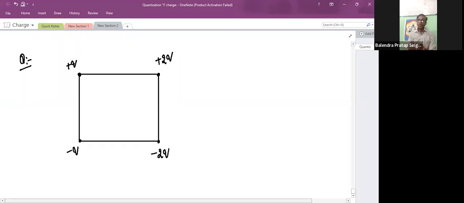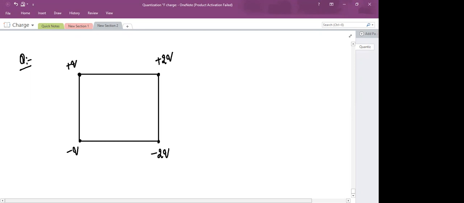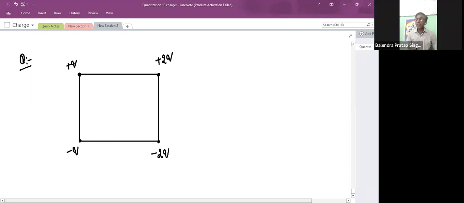So this is a symmetrical body, yes or no? Yes, it is a symmetrical body, but will the electric field be zero at the center or not? Mohammad Saifullah? No, sir. Why? Because the charges are not uniform, not equal. If all of the charges are plus q, plus q, plus q, plus q, then in that case you will get it. But in this case you have to find it manually.